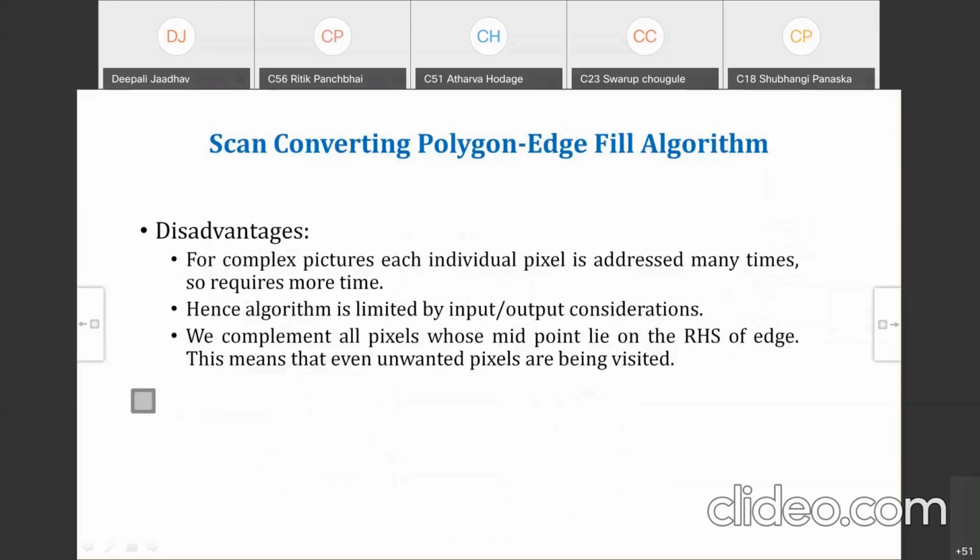So the disadvantages are, for a complex picture, each individual pixel is addressed many times, so it requires more time, or is time consuming. Hence, the algorithm is limited by input-output consideration. It's limited by the number of edges. We complement all pixels whose midpoint lies to the RHS of the edge. This means that even unwanted pixels are being visited. Already I told that. Half of the pixels which are inside remain background color, or some of the pixels which are outside become the polygon color. So unwanted pixels are also visited and colored. So those are the disadvantages of the H-fill algorithm.